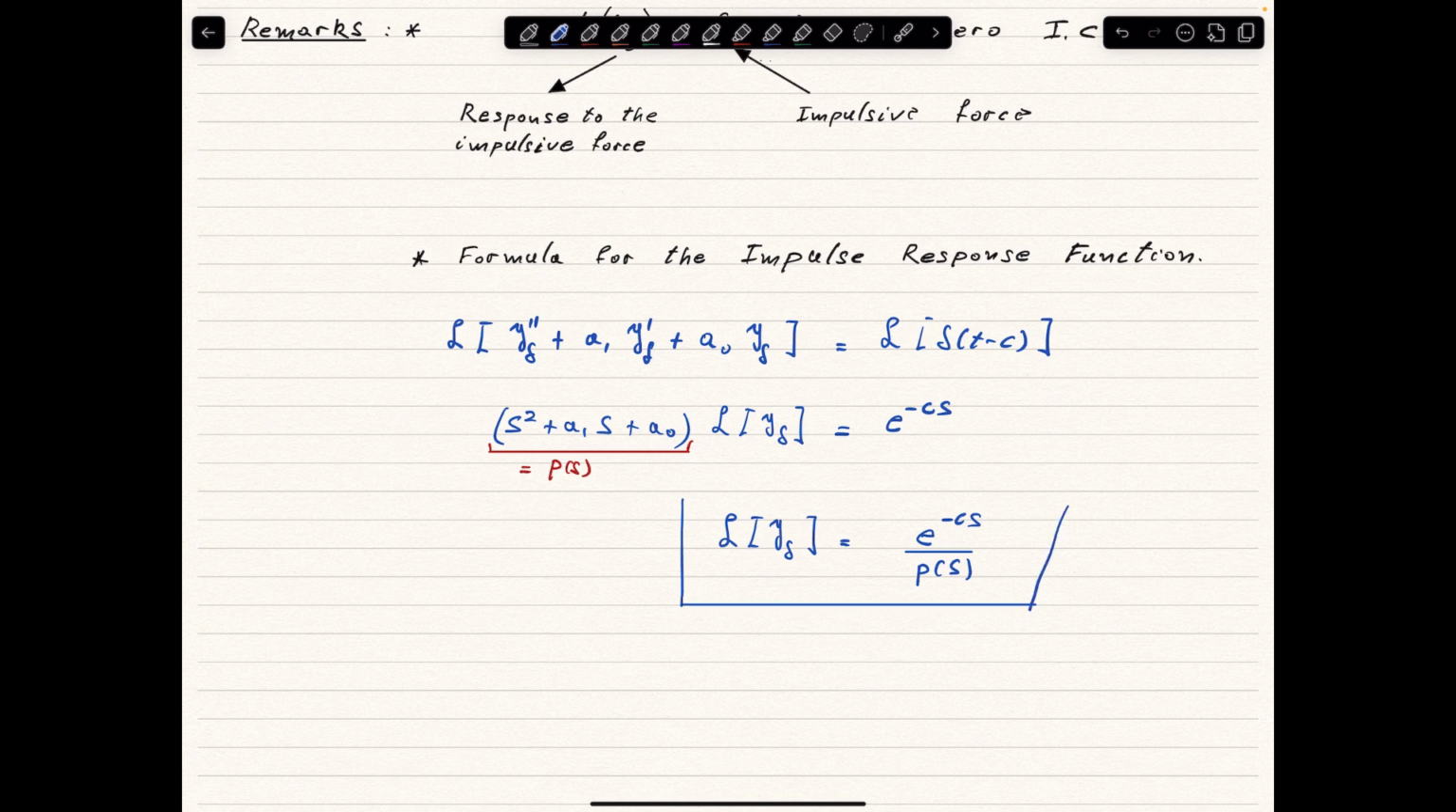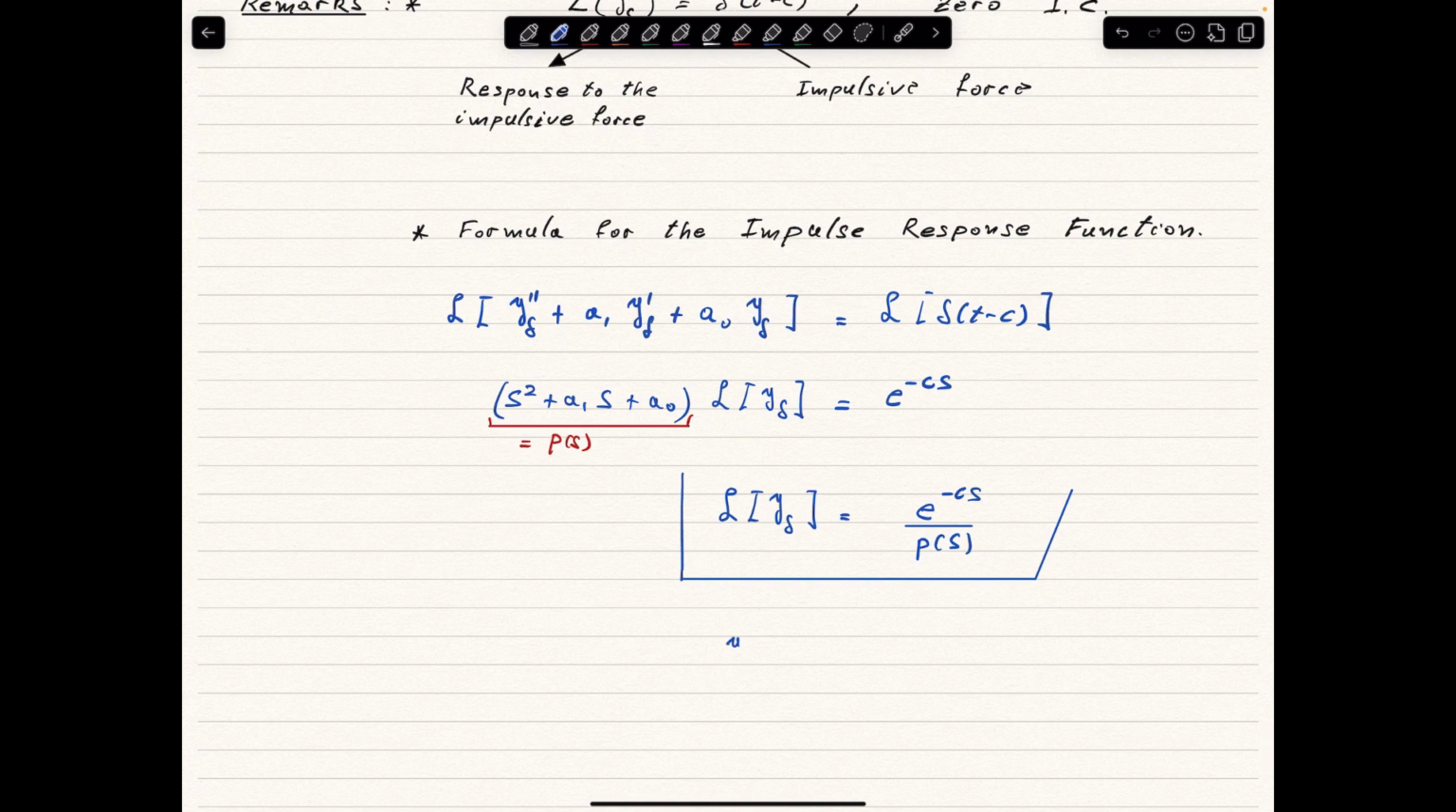And we cannot do more than that because we don't know what the operator is. We don't know the coefficients a1 and a0. So the most we can do is write it like this, or say that the impulse response is whatever we get after we invert this Laplace transform of exponential negative cs over the characteristic polynomial of the operator. So this is another way to write down the solution. Until we know the operator, we cannot do more than this. Okay?